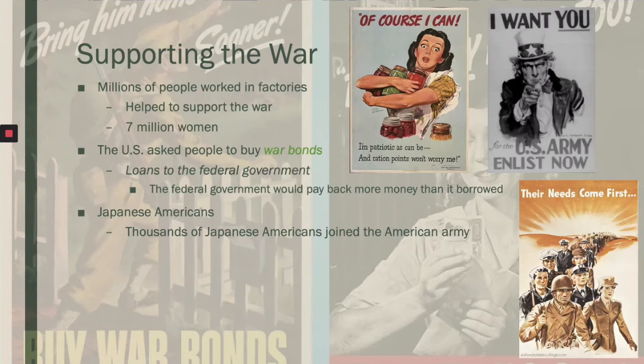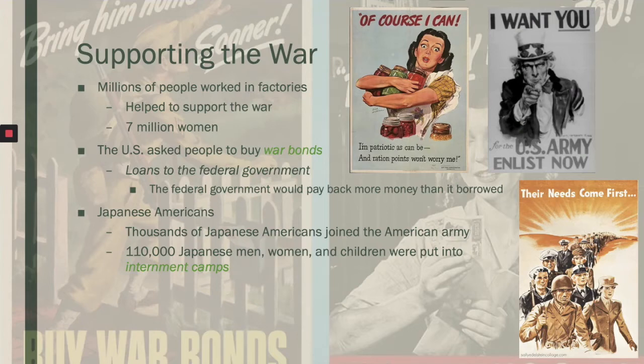Japanese Americans, you have thousands of them that joined the American Army. 110,000 Japanese men, women, and children, though, were put into internment camps after the attack on Pearl Harbor. Our government was very distrustful of Japanese people and Japanese Americans. And so, kind of like what Germany did with the Jews during the Holocaust, not quite to that degree, but they were still taken from their homes, Japanese Americans were, and forced into these camps, which were basically just prisons. And that's where they stayed for a lot of the war.